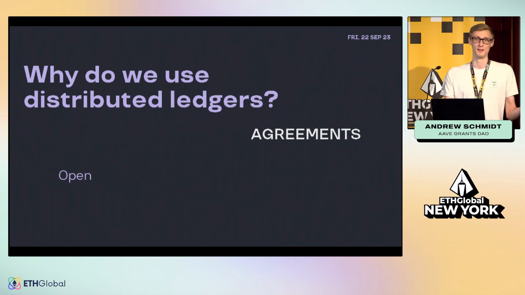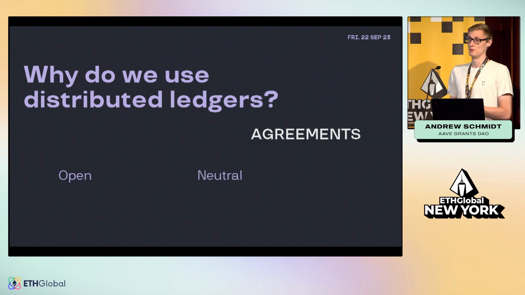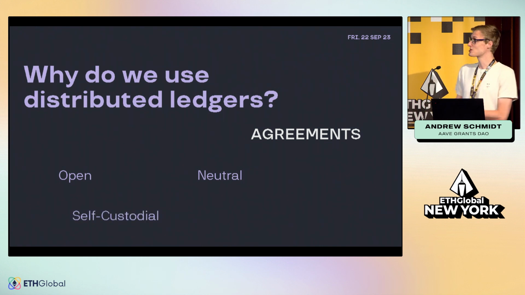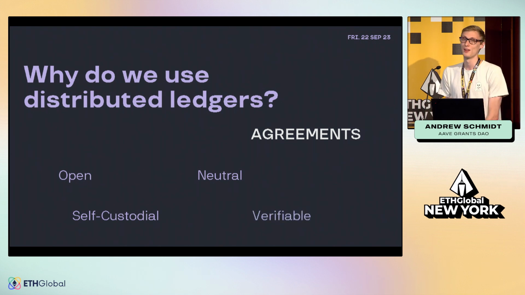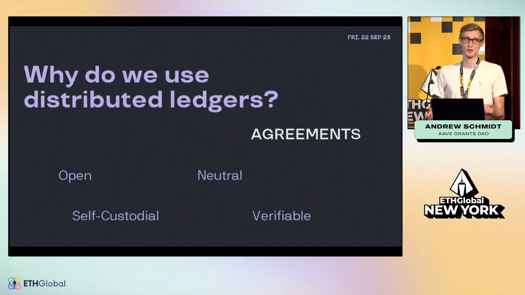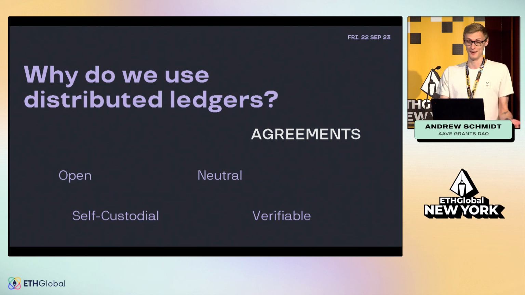Number one, open. Anyone is able to verify and make these agreements between each other. Neutral, meaning the agreements are made through code, not through the discretion of one single entity or actor. Self-custodial, where users are able to make agreements on their own behalf. And then finally, verifiable, where if an agreement is made and these terms are set, anybody is able to check the terms of these agreements and make sure that they're actually executing as intended.